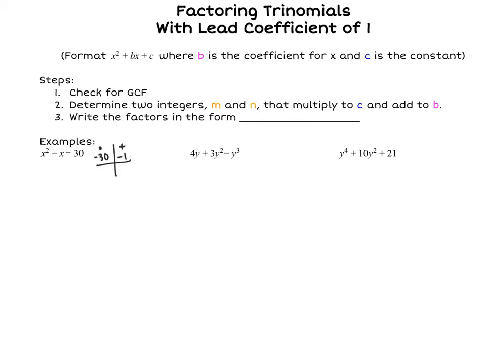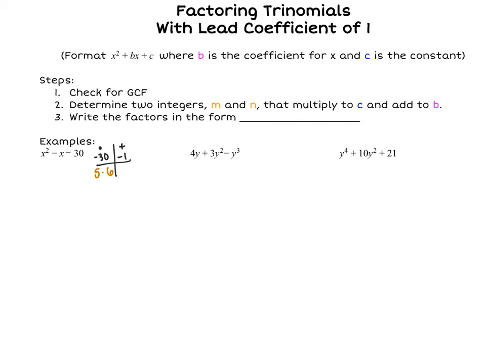So we would consider what two numbers multiply to give us negative 30, and what two numbers that multiply to negative 30 add to negative 1. And that is just going to be, well, to multiply to a negative number, I have to have one positive and one negative. So the two numbers that come to mind are 5 and 6. And one of them needs to be negative.